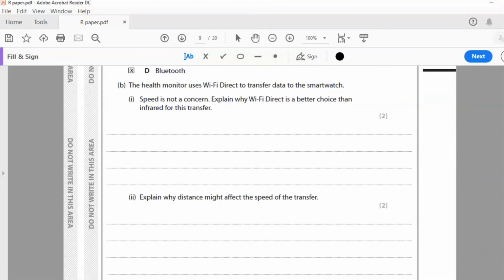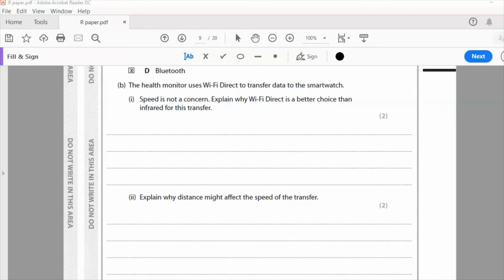Question B. The health monitor uses Wi-Fi Direct to transfer data to the smartwatch. Speed is not a concern. Explain why Wi-Fi Direct is a better choice than infrared for this transfer. Now, according to the examiner report, a lot of people couldn't answer this question. Maybe they didn't really understand what Wi-Fi Direct is. Wi-Fi Direct is a simple peer-to-peer network, just simply connecting the Wi-Fi to devices, peer-to-peer.